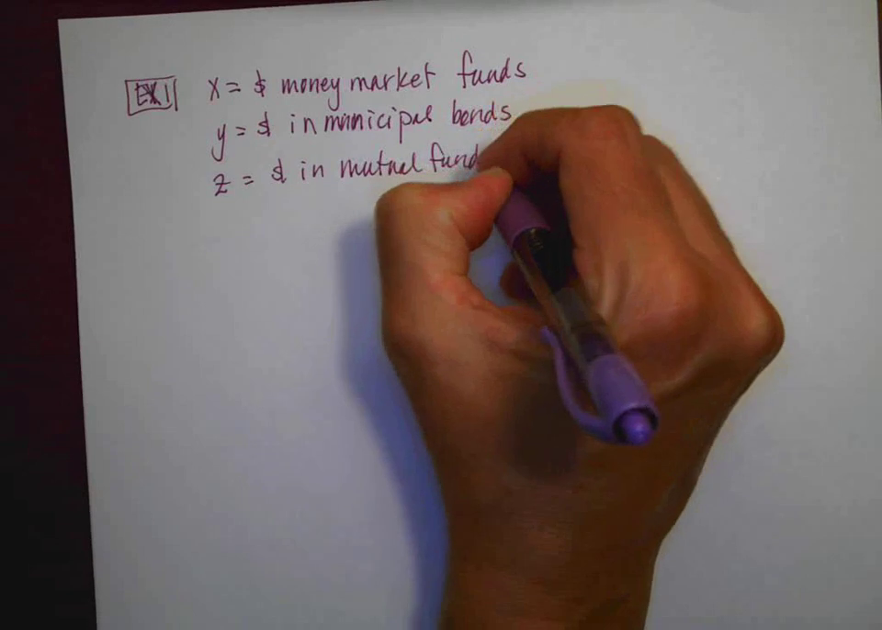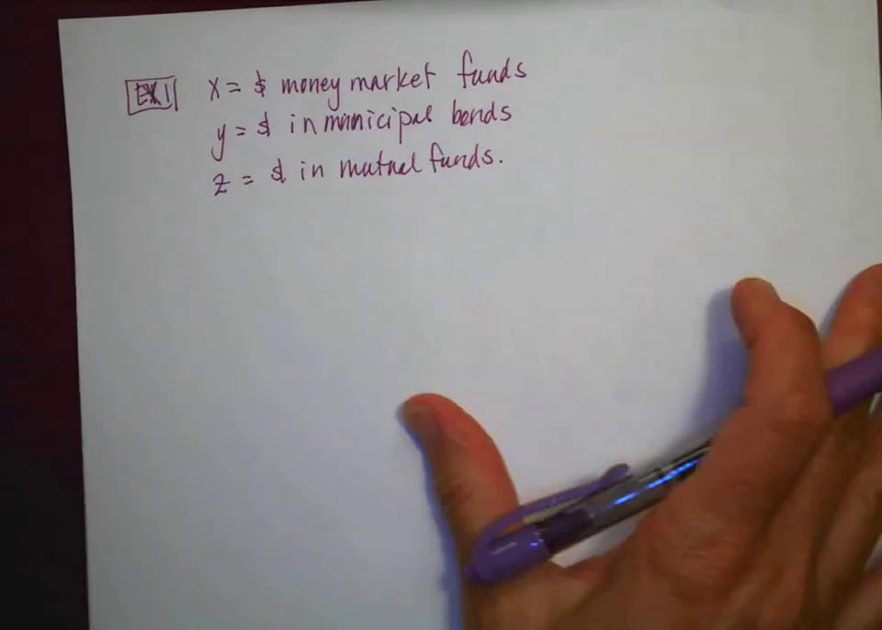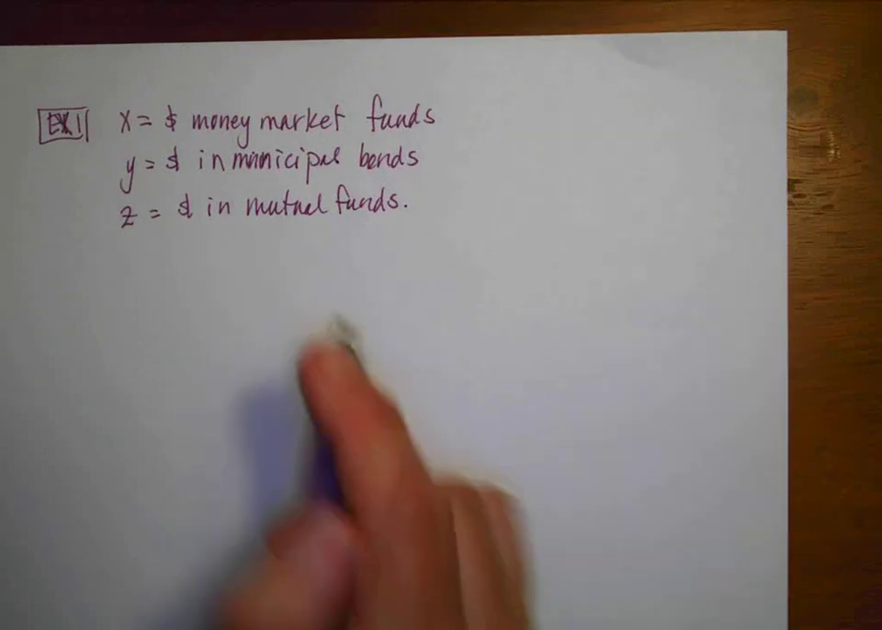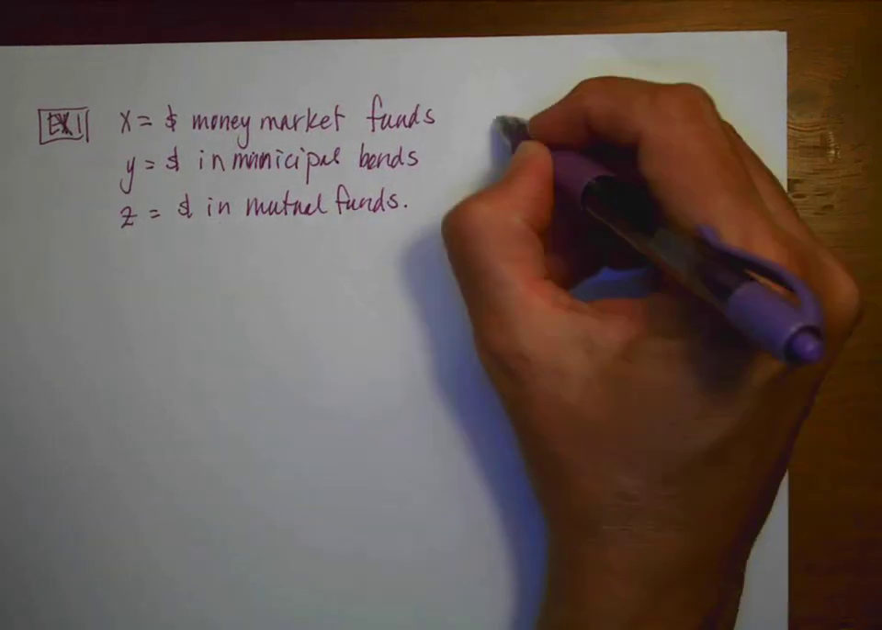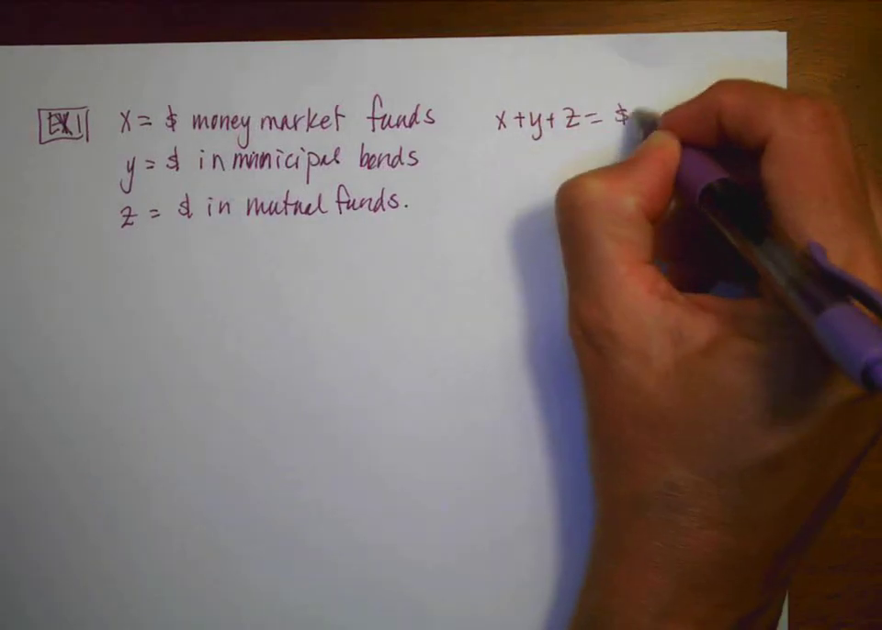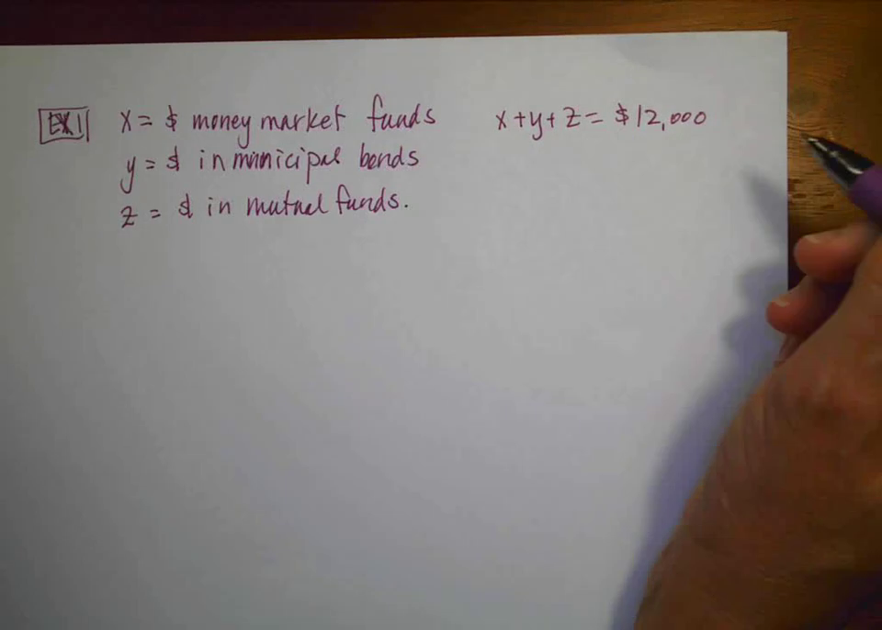And so then what I'm going to do is I'm just going to kind of write an equation as I read. So I know that I'm going to get an inheritance of $12,000, and I'm going to split it up between these three. So I'm going to say X plus Y plus Z is going to equal the $12,000.